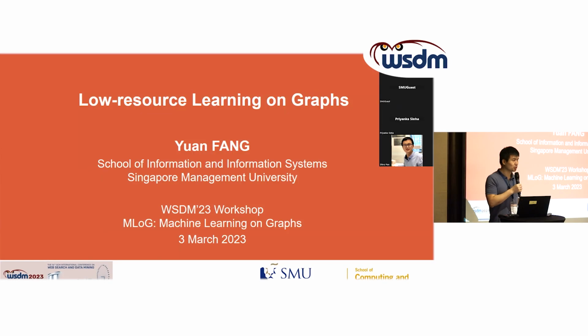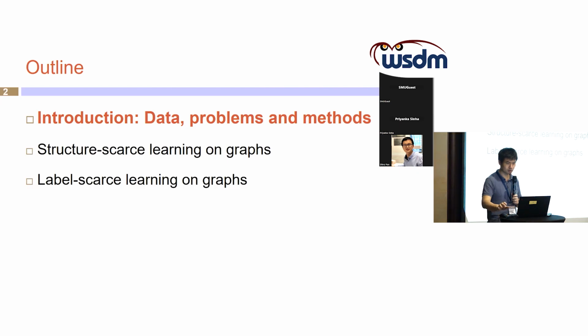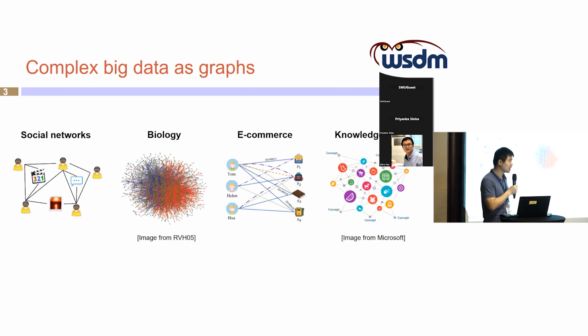So today I'm going to present our work on low resource learning on graphs. I think probably many of you here already know what graphs are. Graphs can represent complex big data, not just the entities, but also all kinds of relationships between the entities. It's quite widespread in different domains, like in social networks, in biology, in e-commerce, or in knowledge graphs.